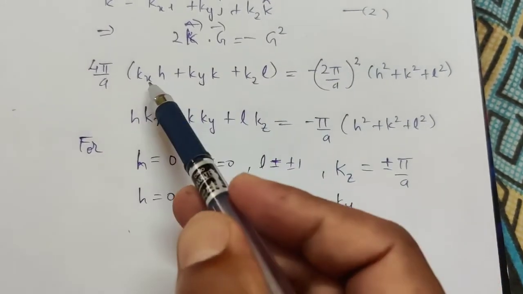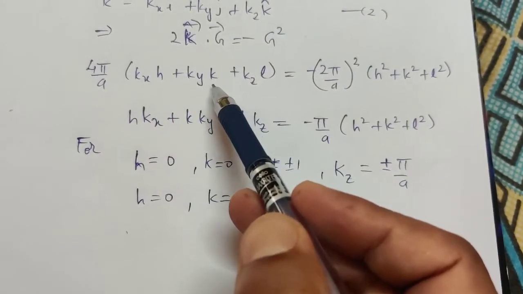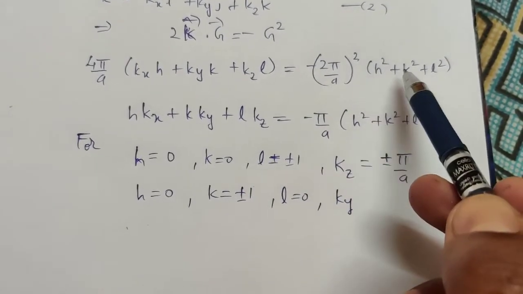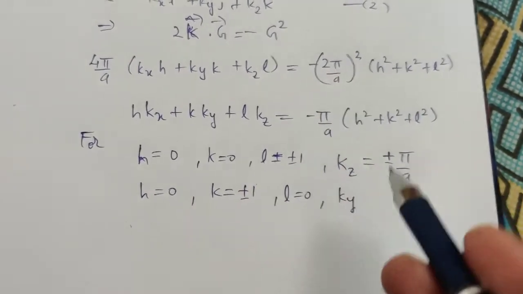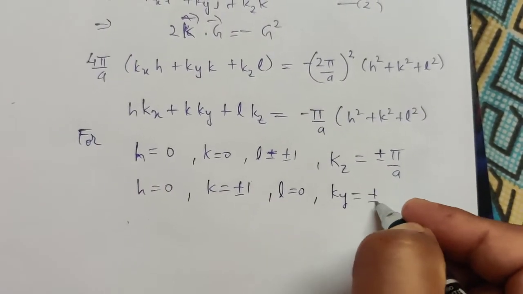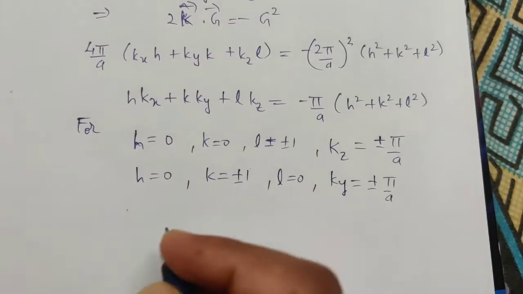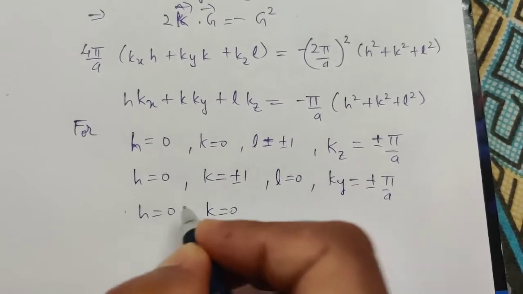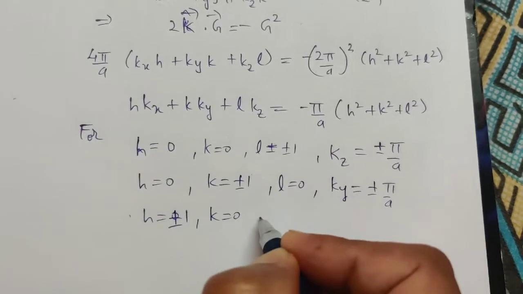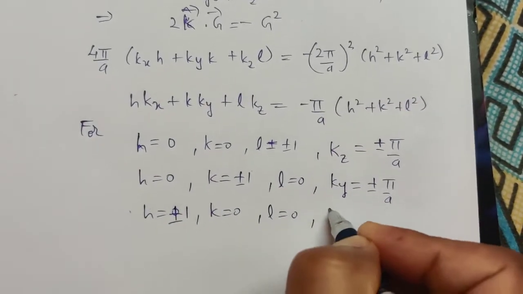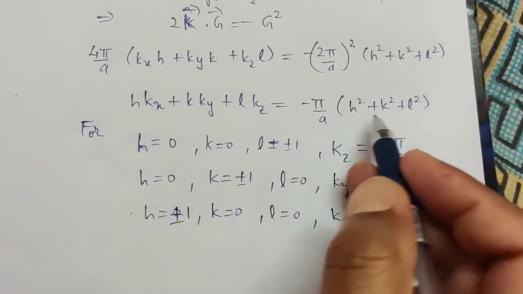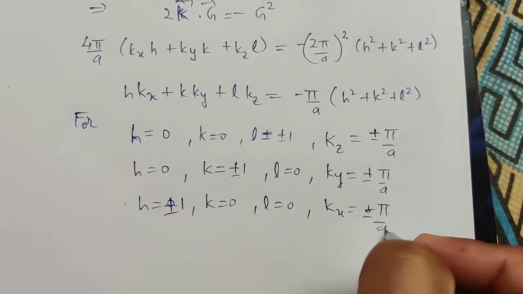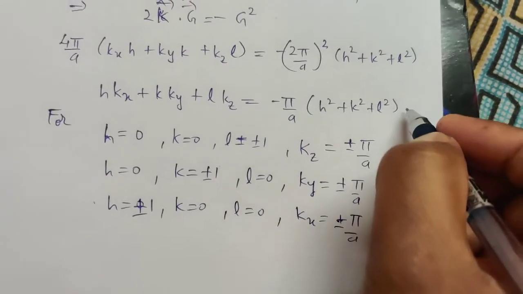This will be cancelled, this will be plus minus 1, L will be 0, K will be plus minus 1. So Ky will be plus minus 1 pi by A. And for H is equal to plus minus 1, K is equal to 0, L is equal to 0, we will have Kx equal to plus minus pi by A. This is equation number 3.